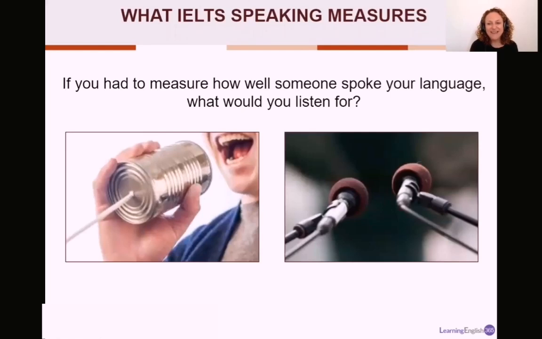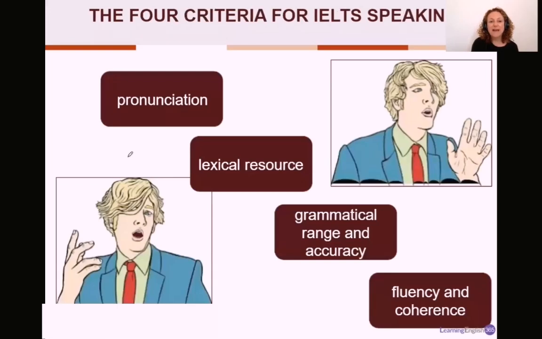I'm pretty sure that the things in your head are things like pronunciation, their vocabulary, their grammar, and also their ability to speak without hesitating too much. So you won't be surprised to know that those are also the kinds of things that the IELTS is looking for in the speaking test. And here we have on the screen the 4 criteria that examiners are measuring in the IELTS speaking.